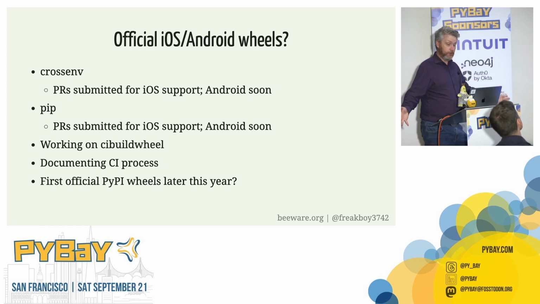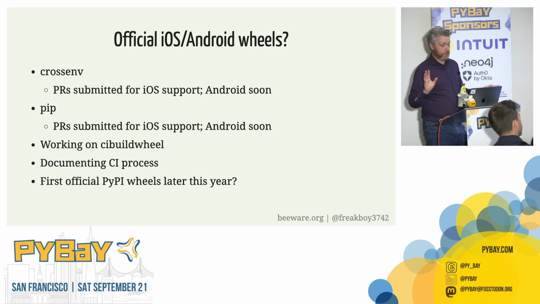As of Python 3.13, iOS and Android are officially supported Tier 3 platforms, and there is now an official wheel tag for iOS and Android, so we are now in a position to ask PyPI to actually accept iOS and Android packages. We have submitted the PRs upstream to CrossEnv to support cross-compilation of iOS wheels. We have submitted PRs to pip to support the official iOS tags. Android PRs for those should be coming very shortly.